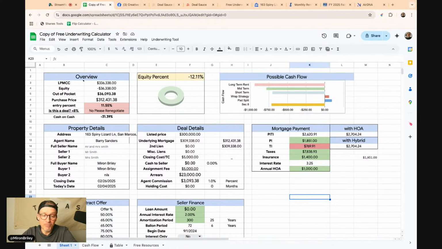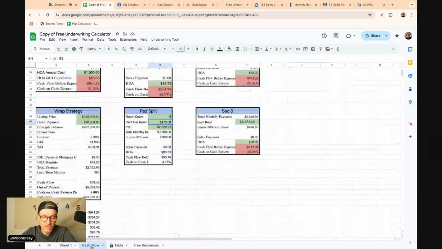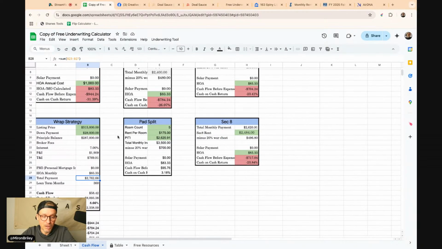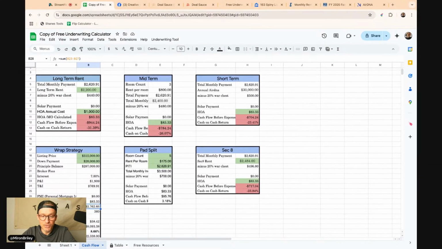If we have a wrap buyer in San Marcos telling me, hey, I have 30K to put down, I have 40K to put down and I can handle a $3,000 monthly payment, I might grab the money and sell it to them. But if I don't have a wrap buyer in this market, I probably wouldn't do this deal at all.